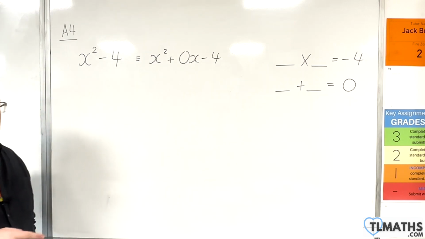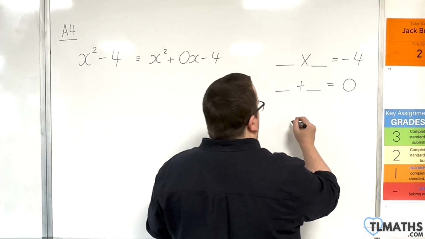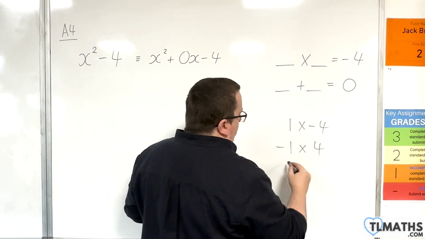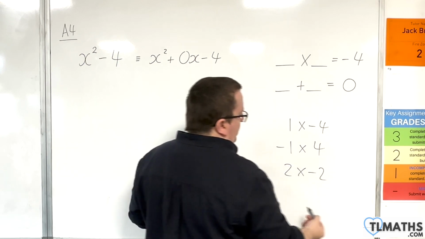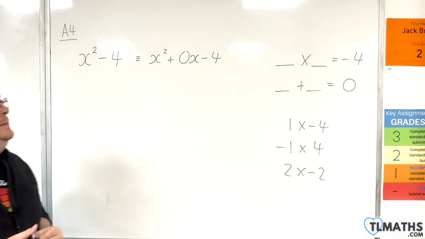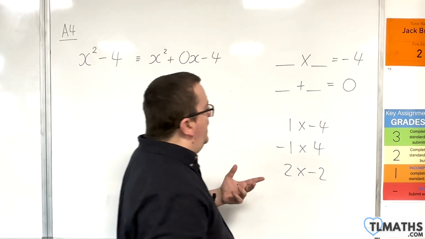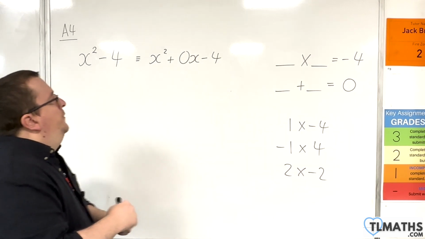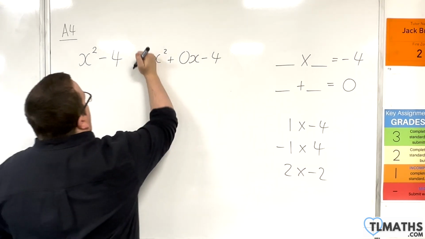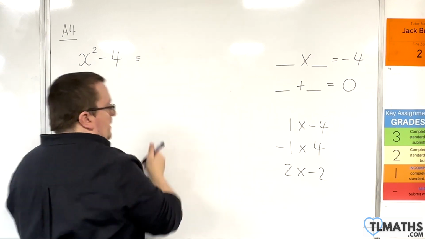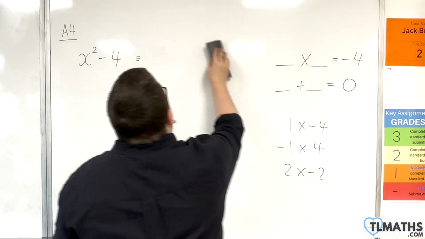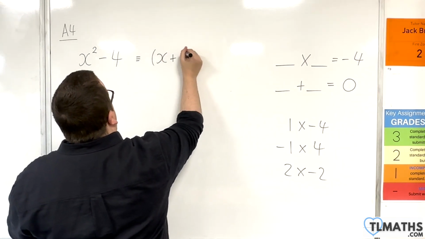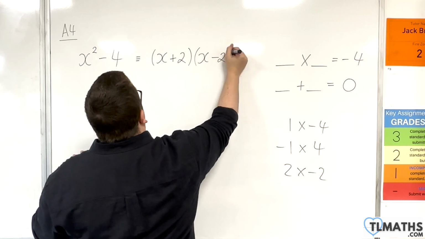So we've either got 1 times minus 4, or minus 1 times 4, or 2 times minus 2, or minus 2 times 2, it doesn't matter which way round that is. But the only ones here that are going to add together to make 0 would be the 2 and the minus 2. They make 0. So this must factorise to x plus 2, x minus 2.